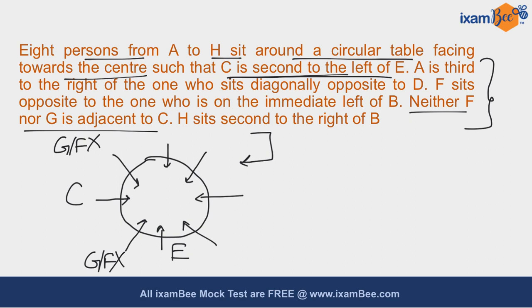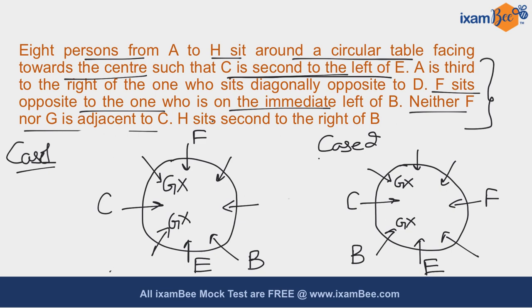Now it is given to you that F sits opposite to the one who is on the immediate left of B. So the only possibilities where we can place F are this or this. We can't place F over here, neither over here, because we have to place F in such a way that it is opposite to the one who is on the immediate left of B. So only these are the possibilities, and accordingly we'll have these two cases.